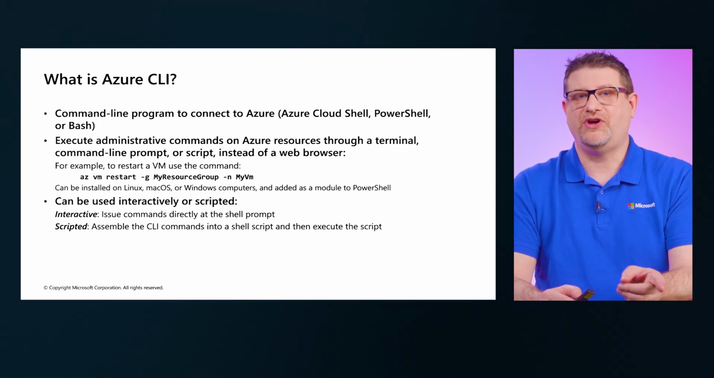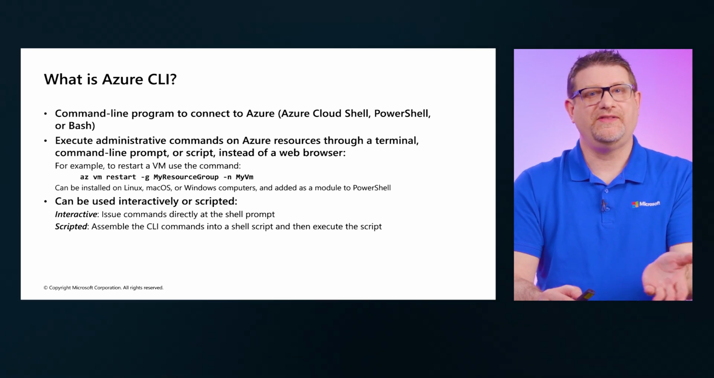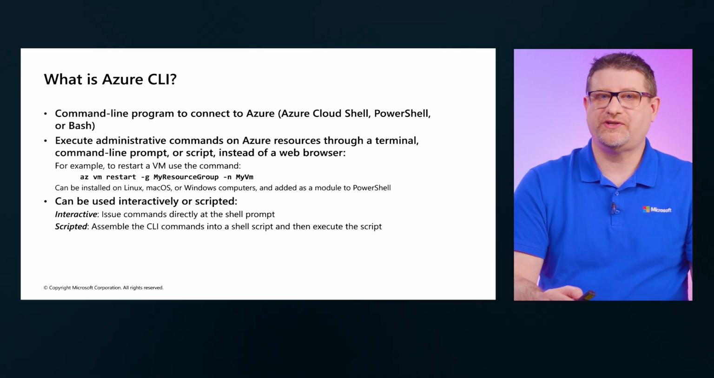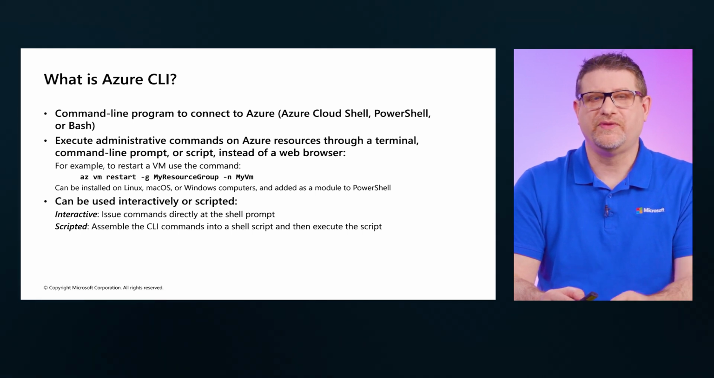Now note, the syntax pattern that we just talked about there is az for Azure, and then the thing you want to work with, in this case vm, the action you want to take, which is restart, and then any required or optional parameters you want to supply. In this case, that was the resource group and the name of our VM.